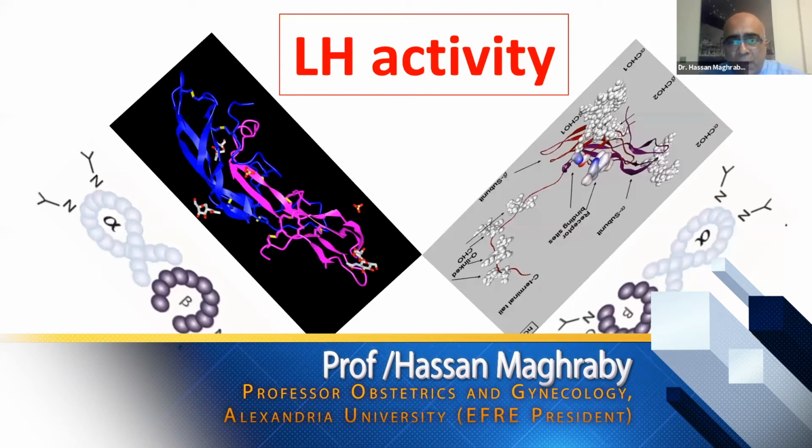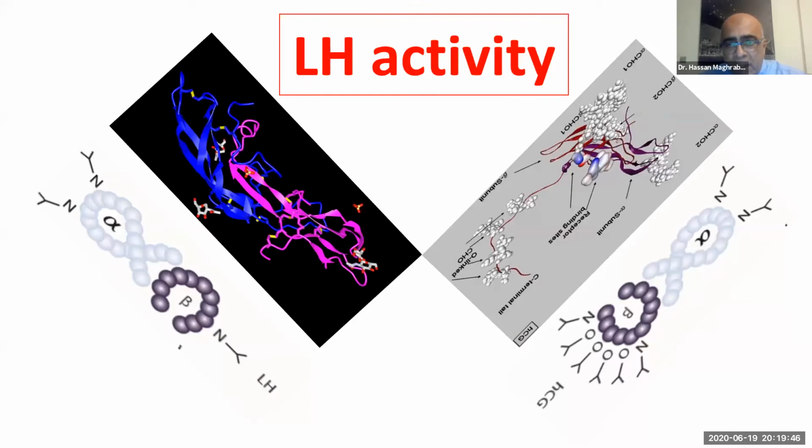Now, the highly purified HMG contains mainly HCG. And HCG has a lot of carbohydrates attached to the molecule, and this is why it has a long half-life and it can accumulate in the circulation. And this is important in managing the protocols which contain highly purified HMG.